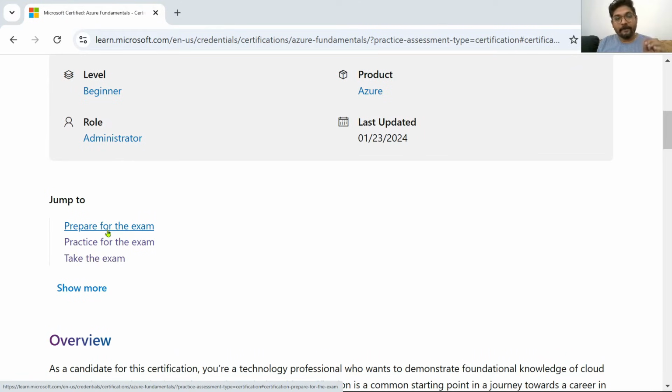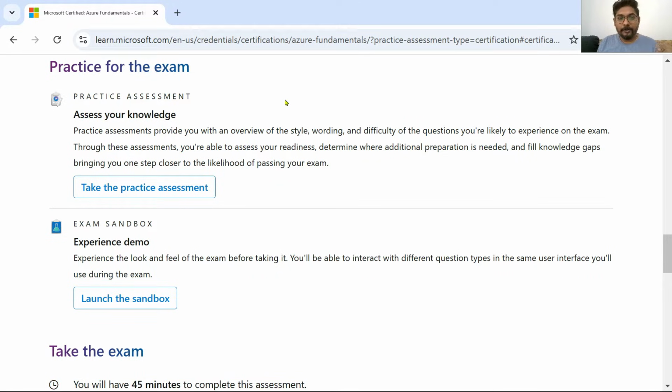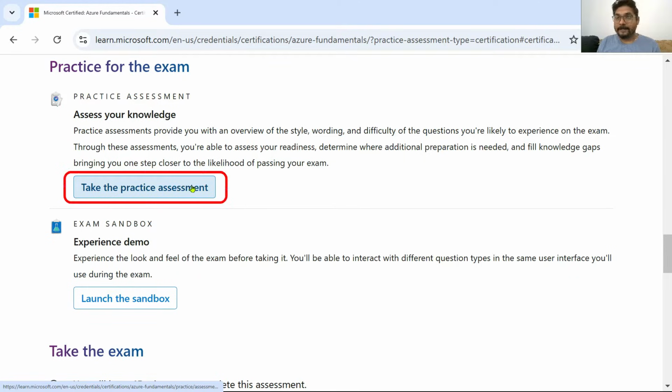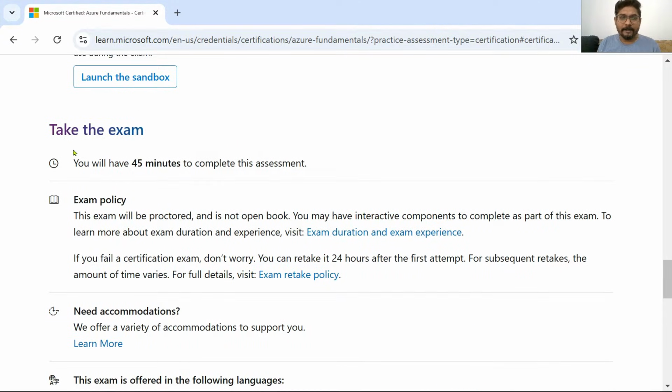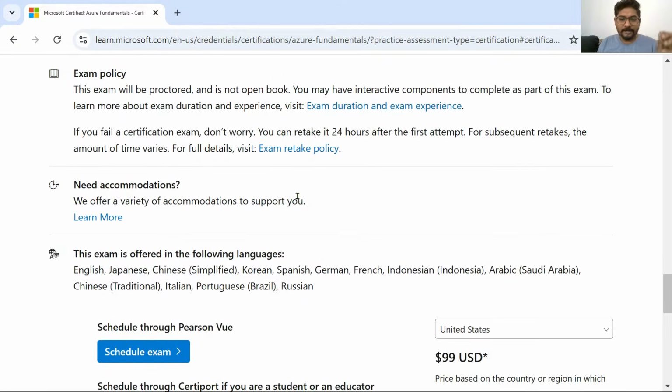Once you are prepared for the exam, the next thing is practice for the exam. If you click on this particular link, practice for the exam, it will take you to this page. So assess your knowledge, take the practice assessment. From here, you can launch the practice assessment. The next very important thing is taking the exam. Click on take the exam, and here you would find details about your exam. You will have 45 minutes to complete the assessment. All of these things you can go through.